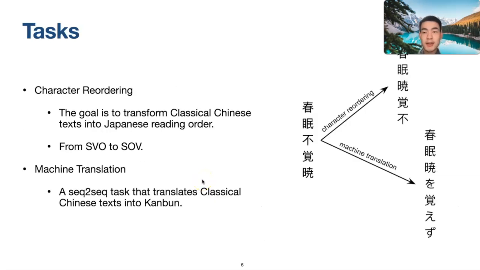Then we use this dataset to do two tasks. First, character reordering. This is very simple. We want to make the sentence from SVO to SOV. For example, we have this sentence and we can reorder it into SOV like this. And there's another task called machine translation, which is a sequence-to-sequence task that translates Classical Chinese text into Kanbun. So after reordering it, we also need to add some auxiliary words, some suffix words, so we can make it into Japanese.